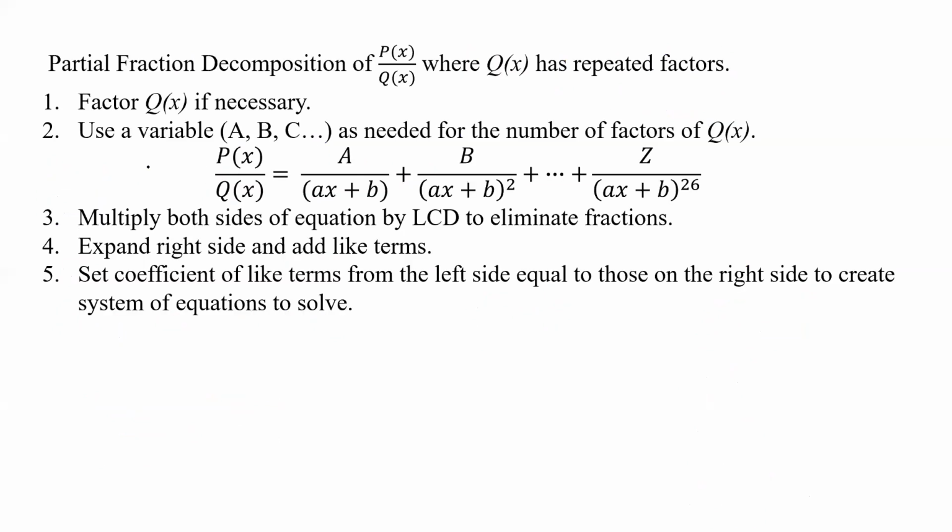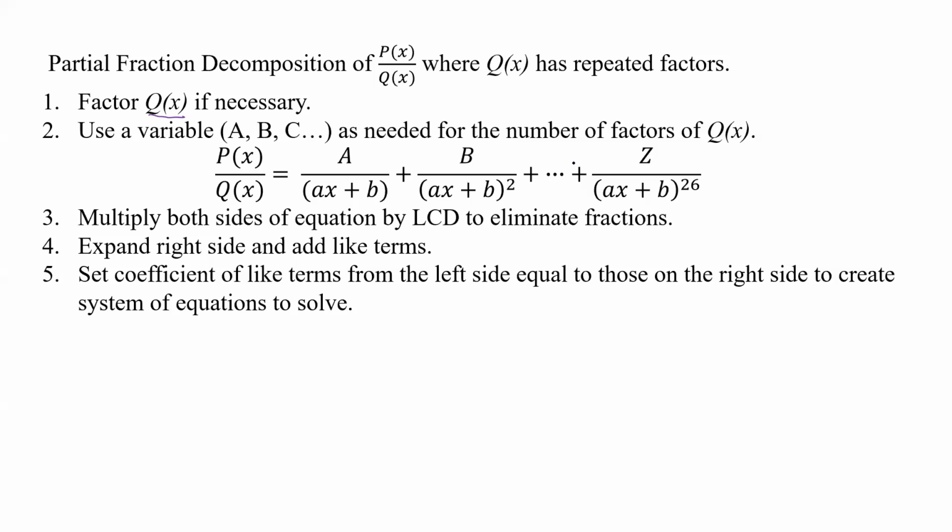So what we have to do is, just like last time, we have to factor our Q(x) to know what our factors are, unless they give it to us already, which is sometimes the case. And then we're going to take A over one of the factors, the ax plus b, and then depending on how many repeated factors there are, if there's just two, then we'll have B over the ax plus b, the quantity squared.